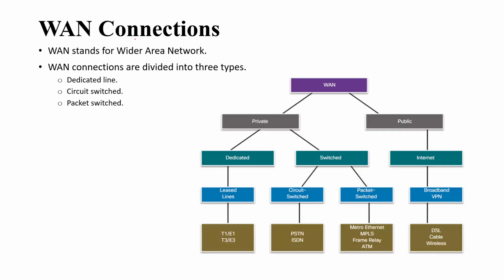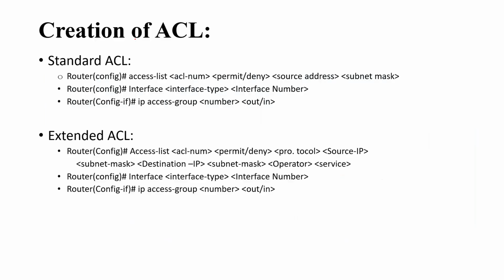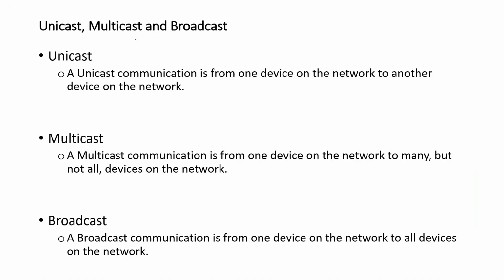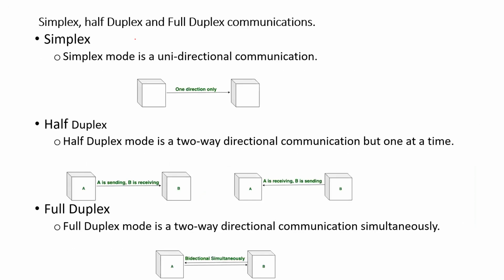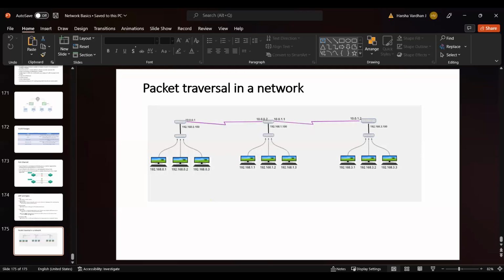Once it is done, we'll go with the WAN connections and access control lists, NAT, and hub and switch, some simple concepts. By that we'll end our basics. Thank you.